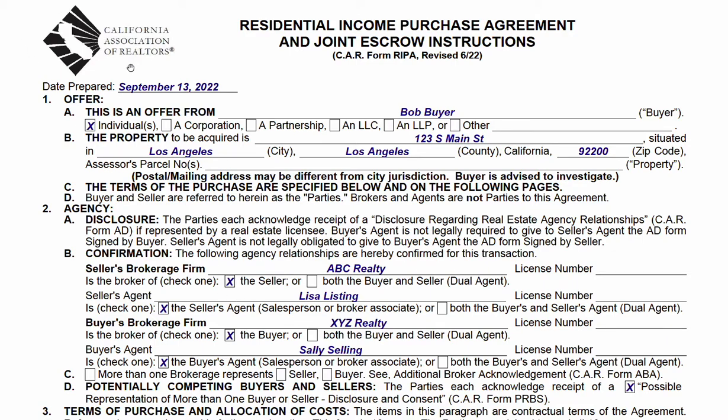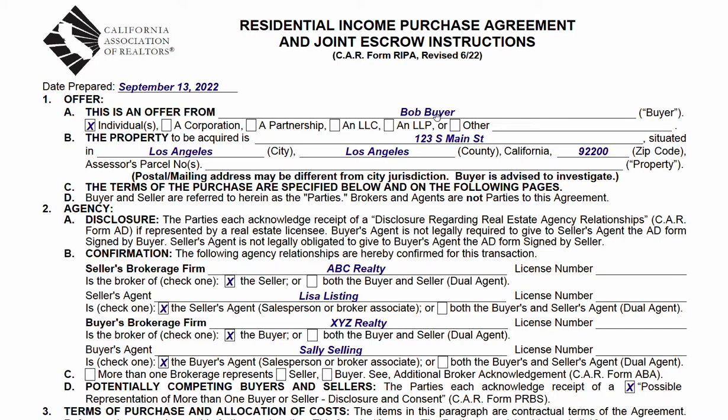We start by putting the date that we prepared this form up here on the top left. The buyer's name here. Check the box that shows what type of buyer this is. I just put a person, which is an individual. If it's an entity, you'll want to do a representative capacity signature disclosure, RCSD form, which basically says that, if you put a name like 123 Investments, LLC or Inc. or something, then that's the name of the buyer.